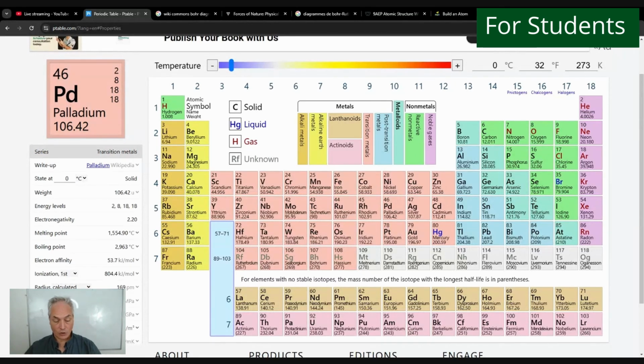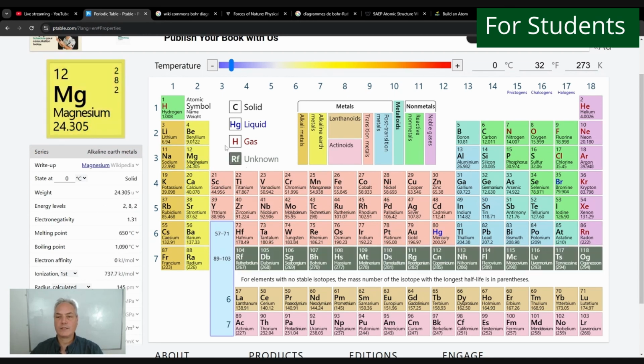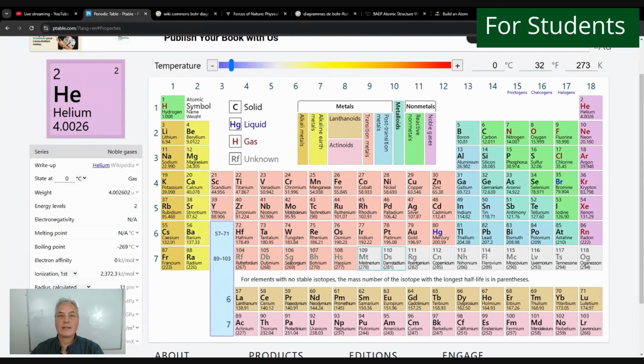So let's see if I can put the mic a bit closer. There we go. Let's look at the periodic table and what it shows us. First of all, there are a few things we notice. It is organized in a big rectangle. And this one is in color. So there is a variety of elements in different colors as you go through the periodic table from left to right.